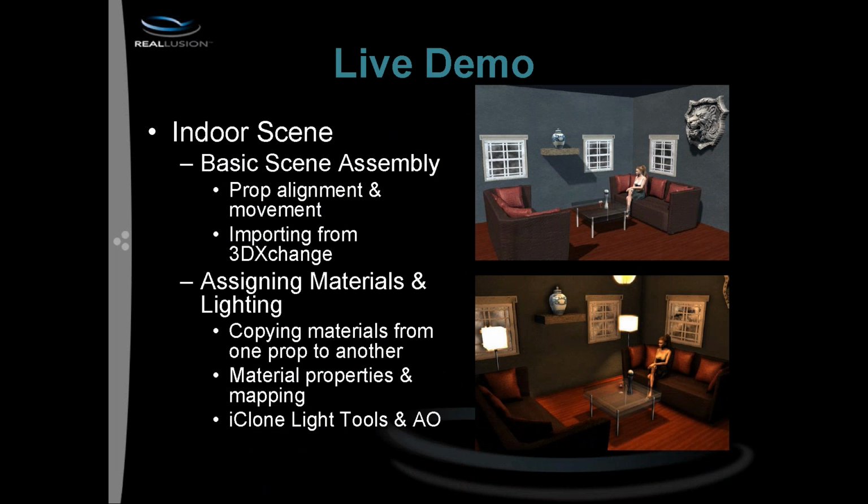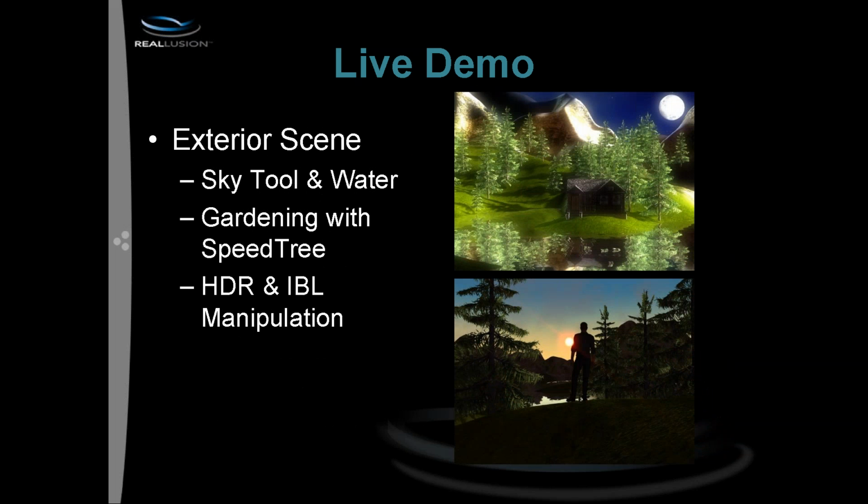If you have any questions, I know I went really fast there, but didn't want to focus too much time on that. Here's a little summary of our live demo. We're going to be talking about an indoor scene first. So I'm going to be creating an indoor scene. I'm going to be showing you how to assemble the basics of your scene, prop alignment and movement. We're going to be importing stuff from 3D Exchange. And then we're going to be focusing on assigning materials and lighting, which are two super important things to making your scene look visually appealing. So that's lighting and material assignment.